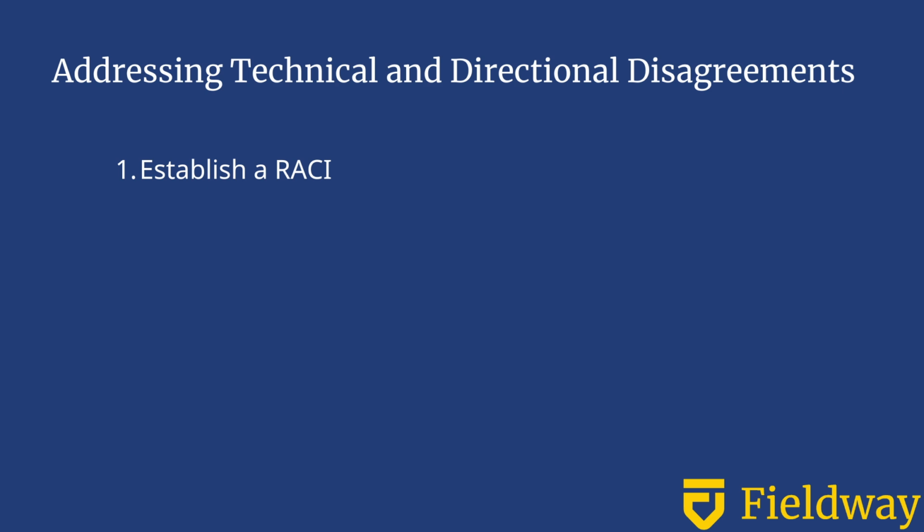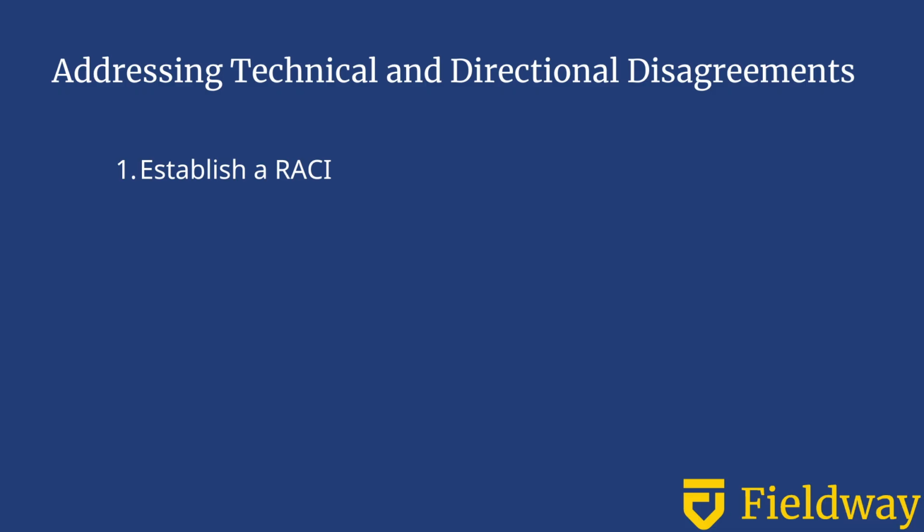One practical approach is establishing a RACI matrix, which stands for responsible, accountable, consulted, and informed, for different decisions. This clarifies who has decision-making authority while ensuring appropriate input from others. For instance, your senior engineer might be the decision maker for architecture choices, but must consult with the product manager about business impact and other engineers about implementation considerations.